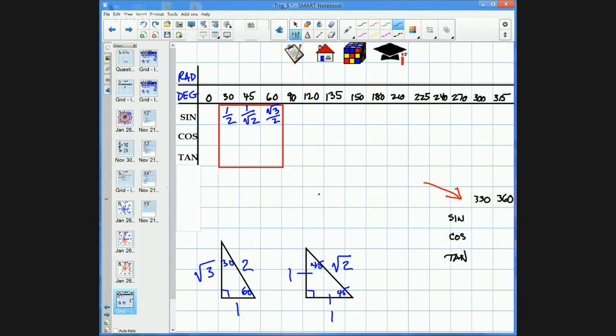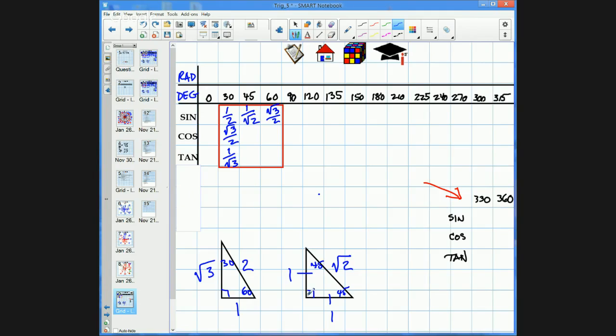Okay. Maybe what I should do is, instead of going sideways, down. So let's do the other 30 degree one. What's the cosine of 30? So back over here, leg adjacent, square root of 3 divided by hypotenuse, square root of 3 over 2. And what's the tangent of 30? Opposite over adjacent, 1 over the square root of 3.